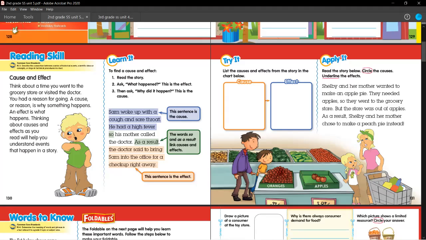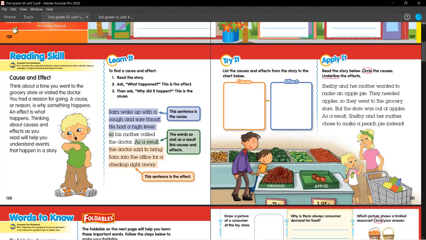Now let's take a look at the Learn It section. To find a cause and effect, first, we have to read the story. Second, we're going to ask what happened. This is the effect. And number 3, we're going to ask, why did it happen? This is the cause. Sam woke up with a cough and a sore throat. He had a high fever. So his mother called the doctor. As a result, the doctor said to bring Sam into the office for a checkup right away.